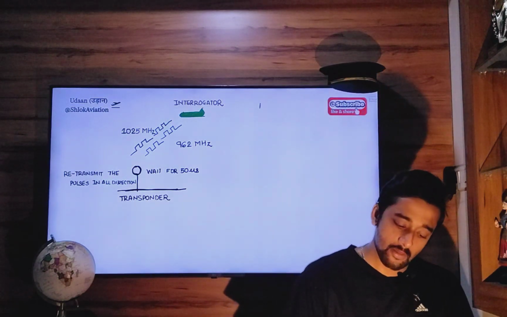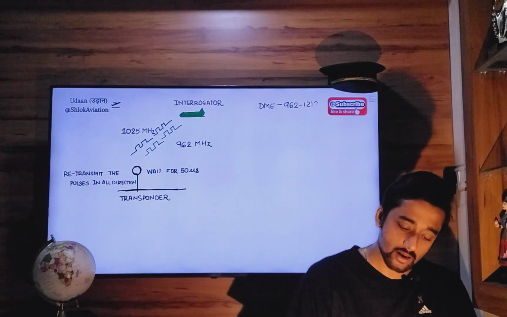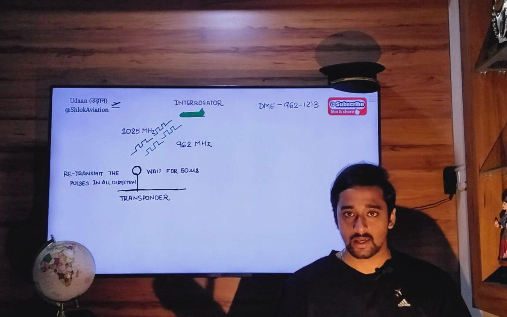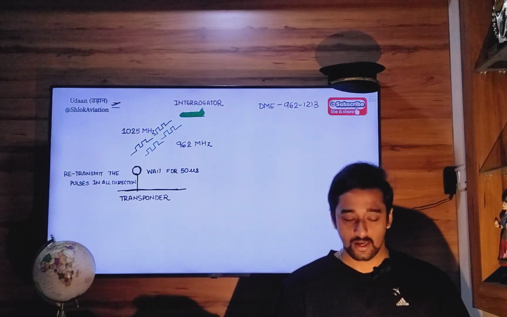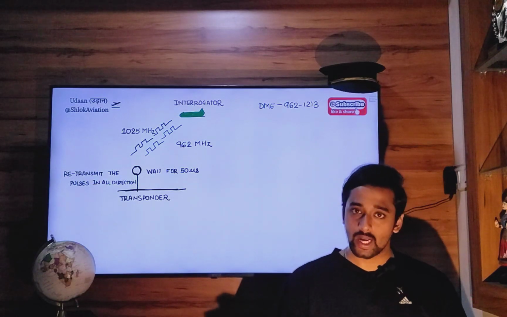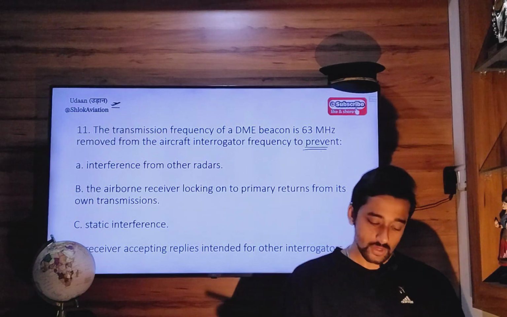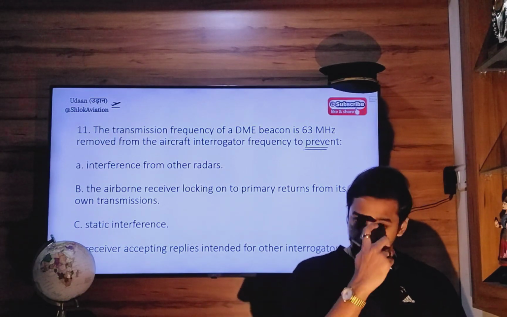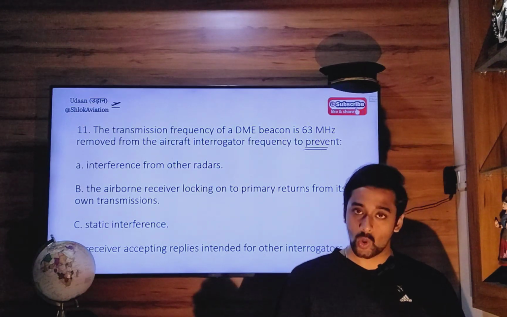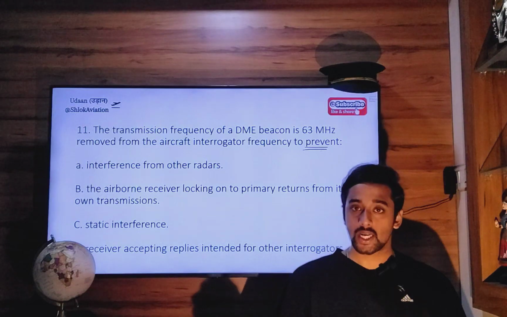Now we all know DME operates in the frequency band of 962 to 1213 megahertz. So there is only one option. When interrogation frequency is 962 itself, the starting one, you can only add. So I have added 63 in order to get 1025. Now why is this done, to prevent what? It is done to prevent interference from other radars, airborne receiver locking onto primary returns from its own transmissions, static interference, receiver accepting replies intended for other interrogators.